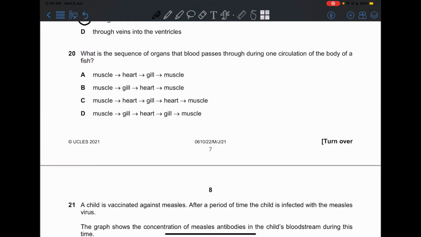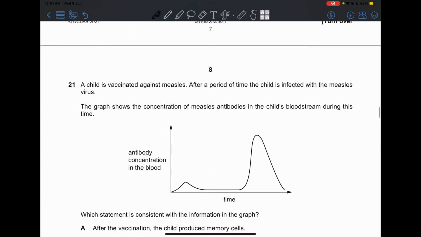20. What is the sequence of organs that blood passes through during one circulation of the body of a fish? Now we know that first of all, it will start off from the heart, so we're not going to be choosing between B and Z. We know that the fish has a single circulatory system, not a double circulatory system like us humans. So we're going to be choosing one that has just a single circuit, not a double circuit like humans. So that is A. C is incorrect because it's a double circulatory system over here. The heart is there twice, so that is incorrect.